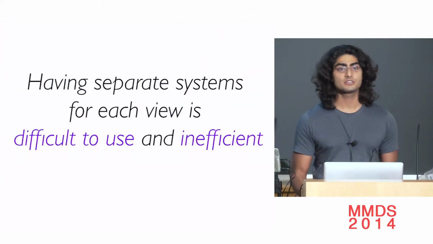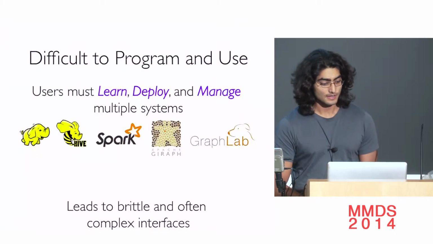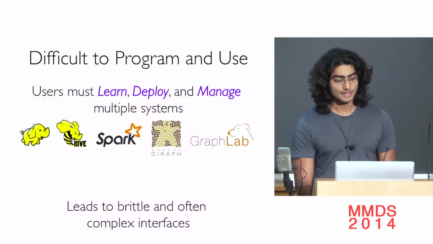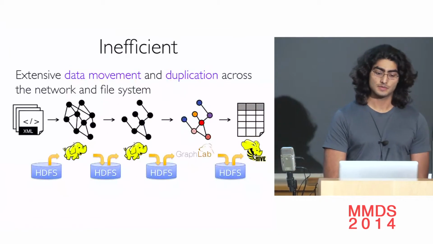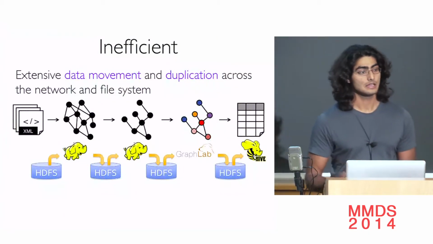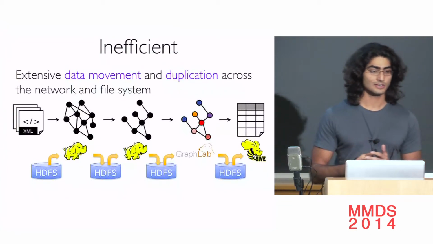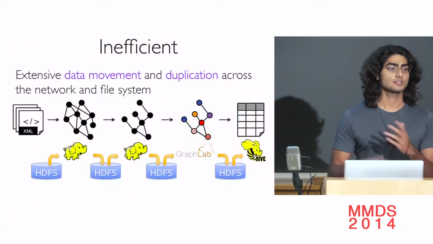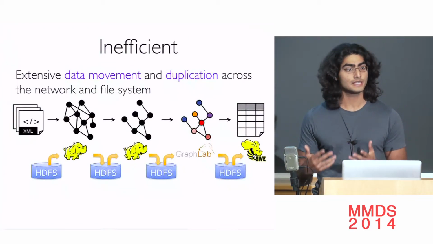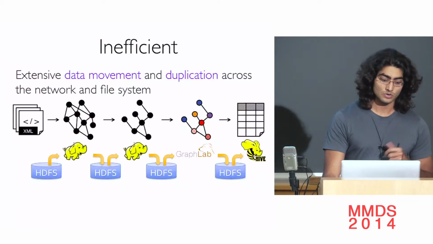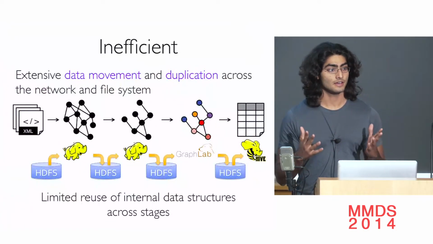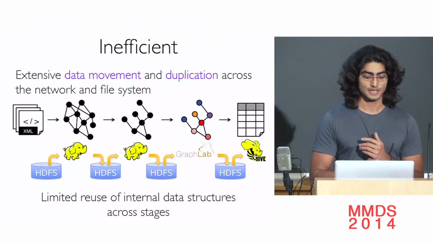Now, having separate systems for each of these views causes 2 problems. First, it forces the user to learn, deploy, and manage multiple systems. And second, to share data between systems, it forces the user to move that data across network and file system boundaries, for example, by reading and writing it to HDFS. So you might, for example, take Wikipedia, put it in HDFS, process it using Hadoop, put it back, and then use GraphLab, which requires repeated loading and storing. And that also precludes different systems from sharing these identical indexes that they've built over the same data.